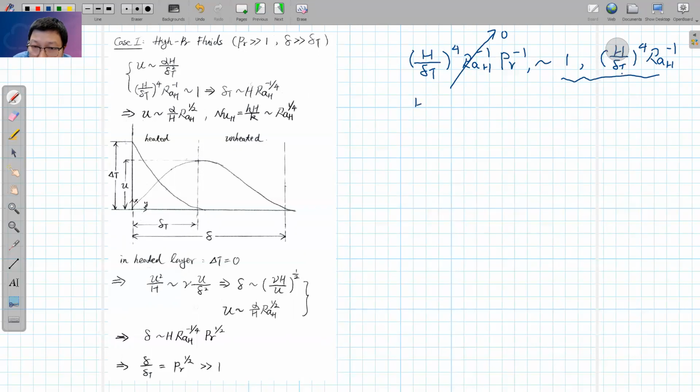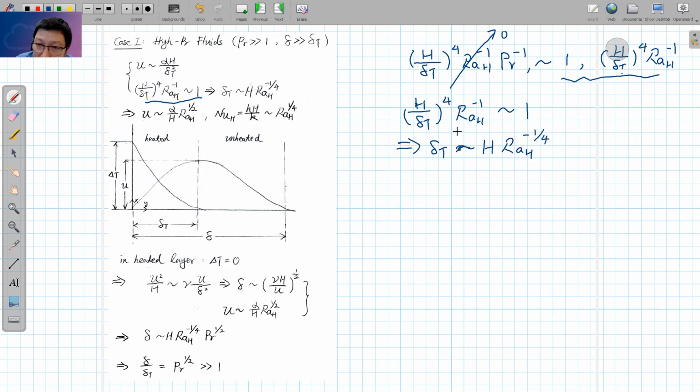So basically this means that H over delta T to the power of 4 times Ra_H minus 1 has the same order of 1. And if we rewrite this, we can write delta T, the thickness of the thermal boundary layer, as equal to H times Ra_H to the power of minus 1 over 4. So this is how we got the thermal boundary layer.